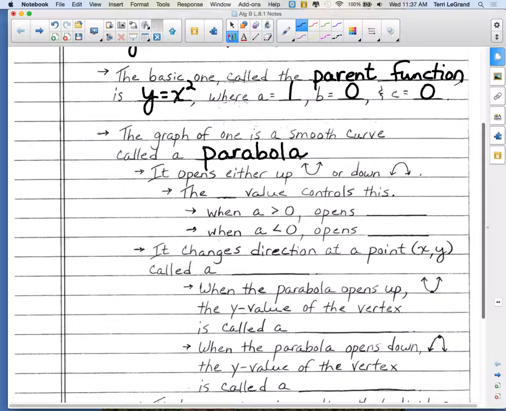Okay? So it's the A value. So let's go back to, just set that aside. You don't have to turn it off yet, but it's the A value that controls this. Remember, where's the A value at in our equation? In front of the x squared. So the A value controls this. When A is greater than 0, what's our A value for our parent function? 1. And ours is opening what direction? Up. When A is 1, isn't that greater than 0? Yes. So when you have a positive A value, you can count on the parabola opening up.